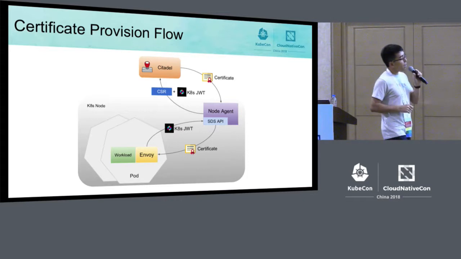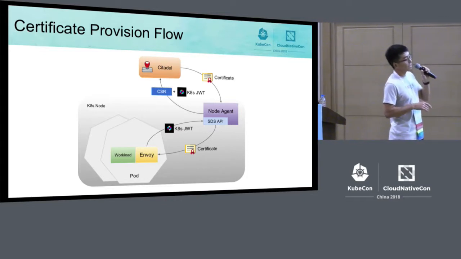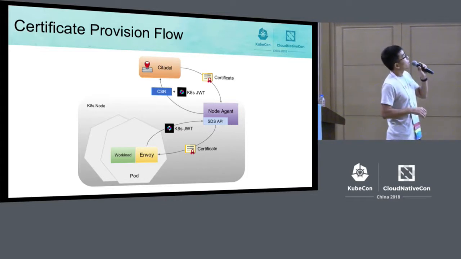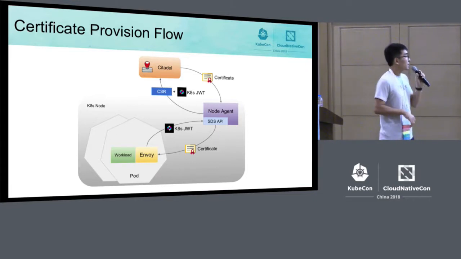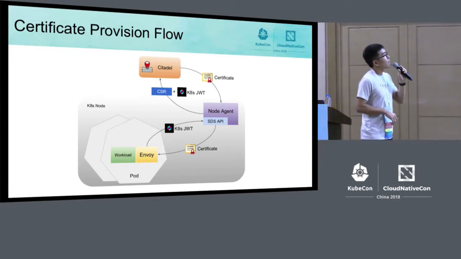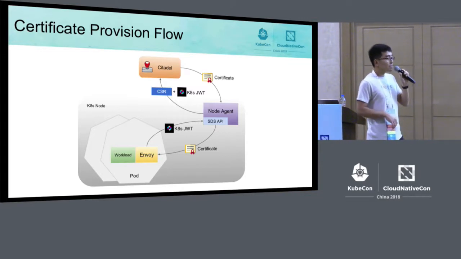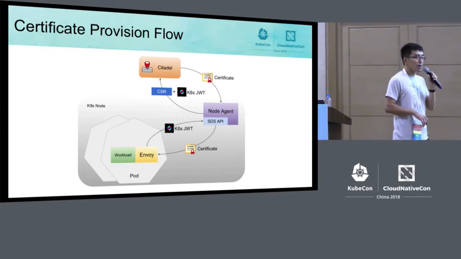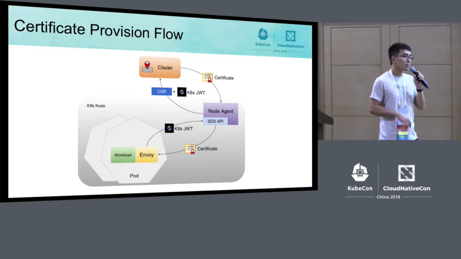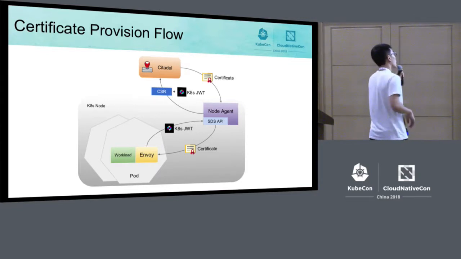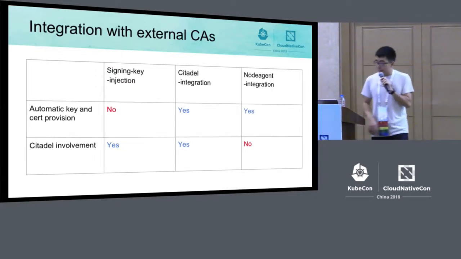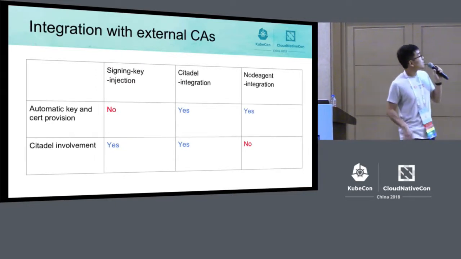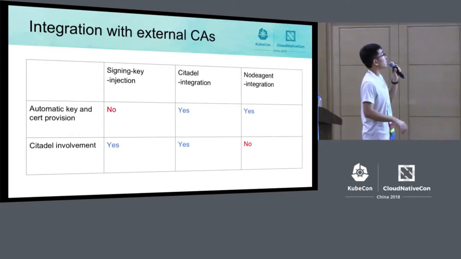And the second problem it solves is it decouples the Citadel. So the node agent is able to implement more adapters to be able to call out to other CAs. It could be Acme, it could be your own CA. So next slide, I'm going to talk about the integration with the external CAs, right?